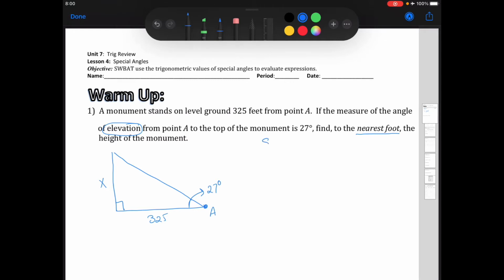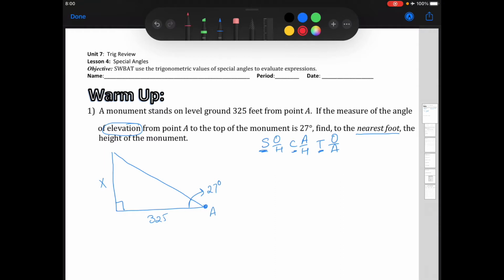So let's write down our SOHCAHTOA. I like to write it as ratios so that we know what it means. So sine, cosine, tangent. Sine is opposite over hypotenuse, cosine is adjacent over hypotenuse, and tangent is opposite over adjacent. We've been discussing this in the past lesson, so I'm hoping all of you are pretty comfortable with it.